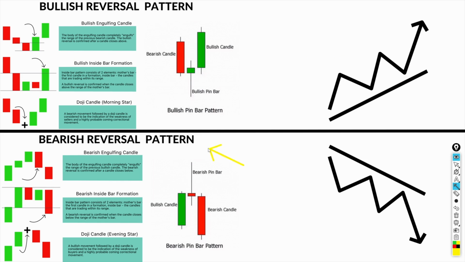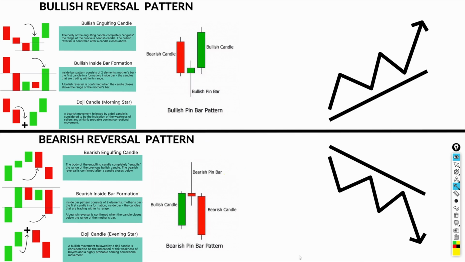Similarly, for a downtrend, you will use these bearish reversal patterns. First, a bearish engulfing candle like this, a strong confirmation, inside bar formation, doji candle, or bearish pin bar. You will use these patterns when the price is moving in a downtrend and you are looking to take a trade from a selling zone in the direction of the trend. That is where you are looking for these kinds of reversal patterns.